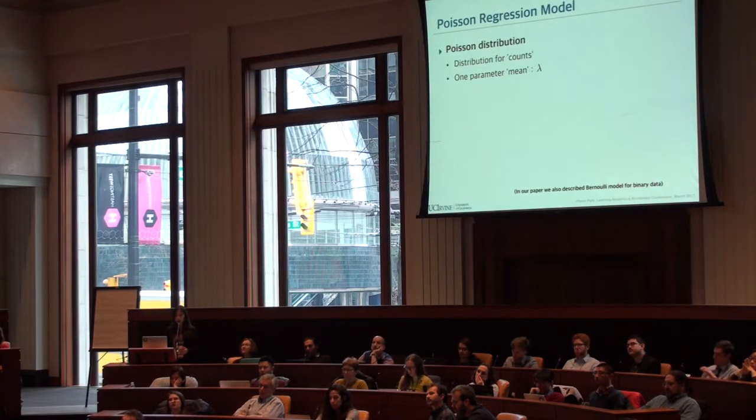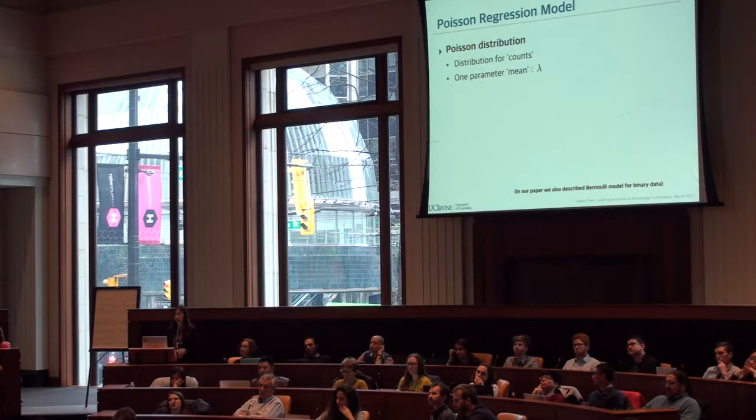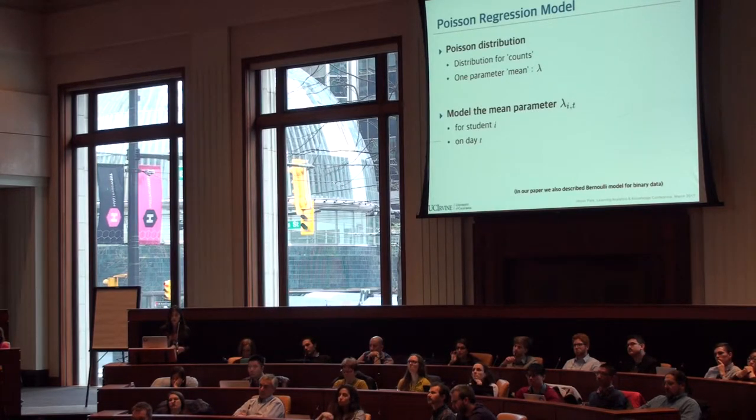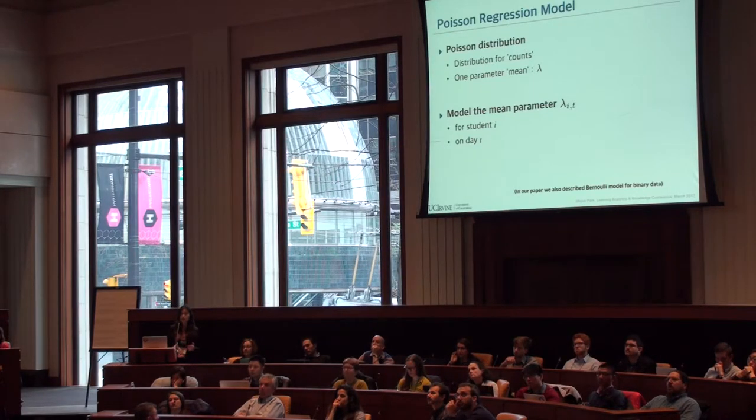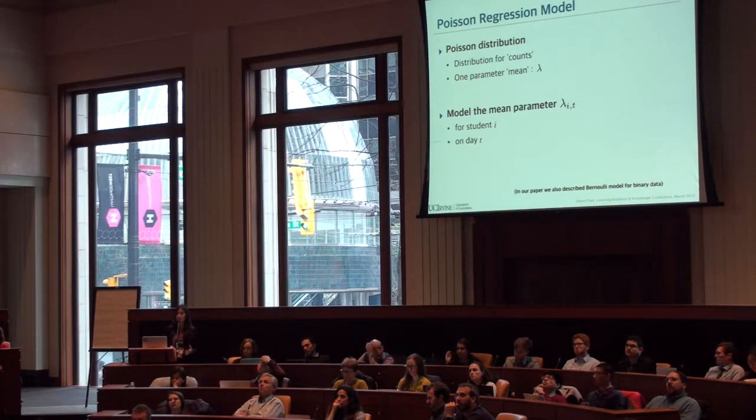We use a Poisson regression model. The Poisson regression model is based on the Poisson distribution, which is a distribution for counts. There's one parameter in the Poisson distribution, which is the mean. I'll call it lambda. And the Poisson distribution is modeling this mean parameter lambda. For our case, we're modeling this mean parameter lambda for each student i on each day t.